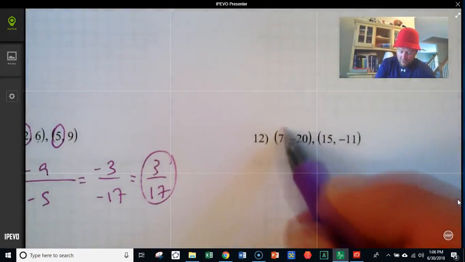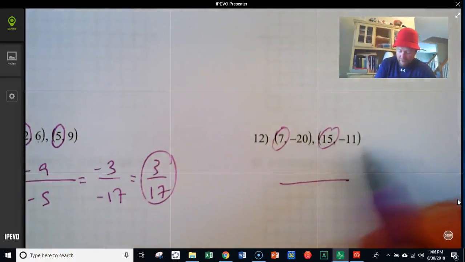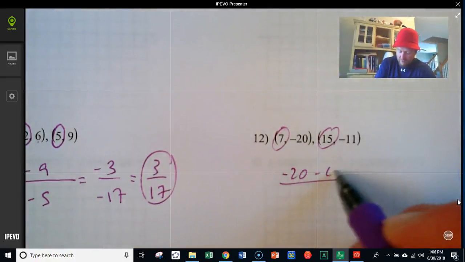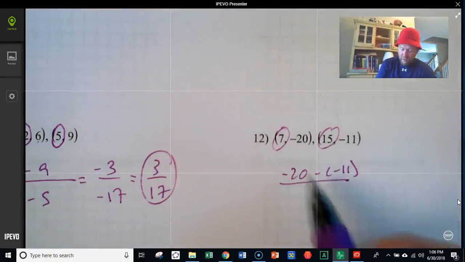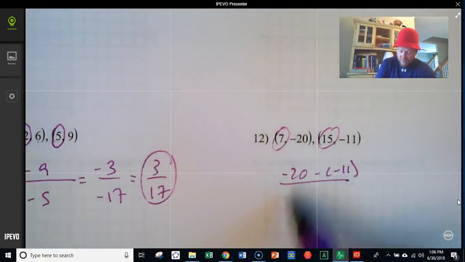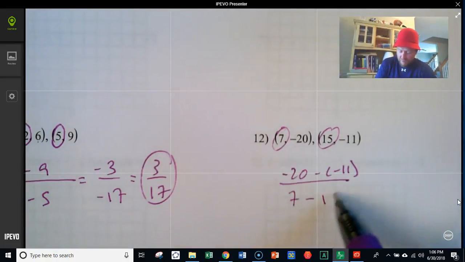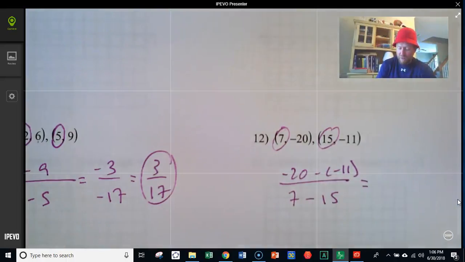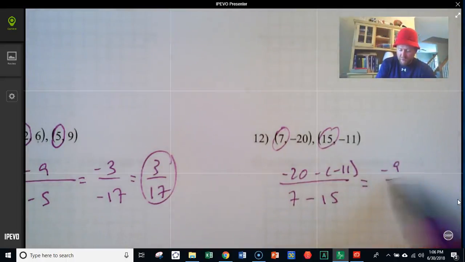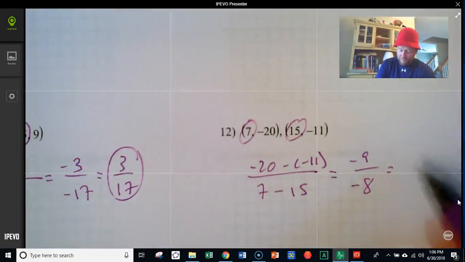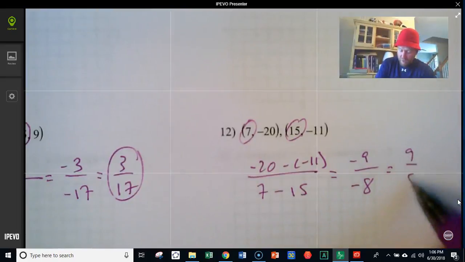And then here, I've got negative 20 minus negative 11, and we've got 7 minus 15. Negative 20 plus 11 is negative 9, and 7 minus 15 is negative 8, and two negatives will cancel each other out, and you end up with 9 over 8.